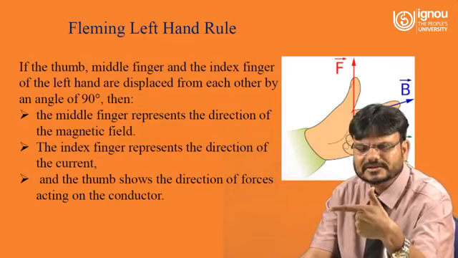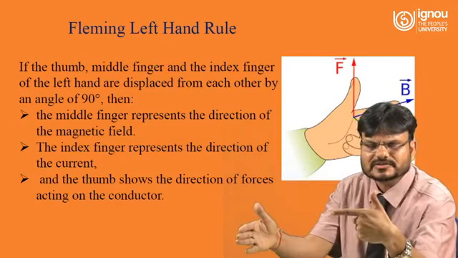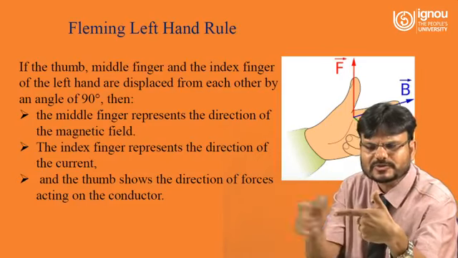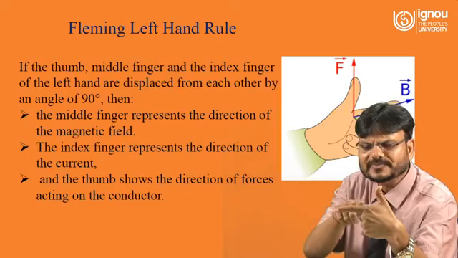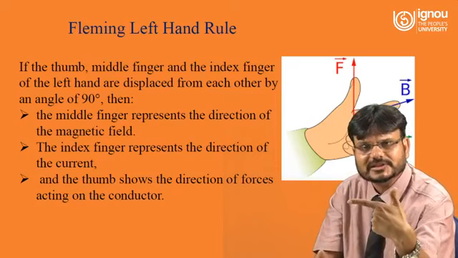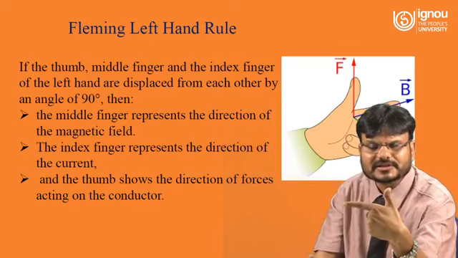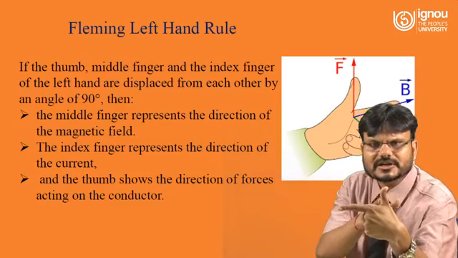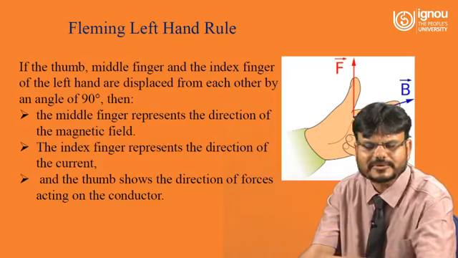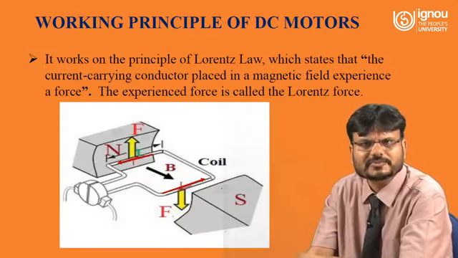Like you can assume that this is a north pole and this one is a south pole. So the direction of the field is from north pole to south pole, so this finger shows the direction of the field, and this index finger is the direction of the current, because you have to put the current carrying conductor in the magnetic field. This thumb will show the direction of motion of the conductor. So this is basically Fleming's left hand rule. Now we have to understand the working principle of the DC motor.